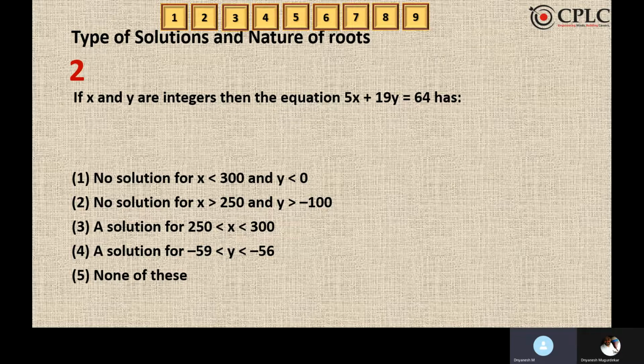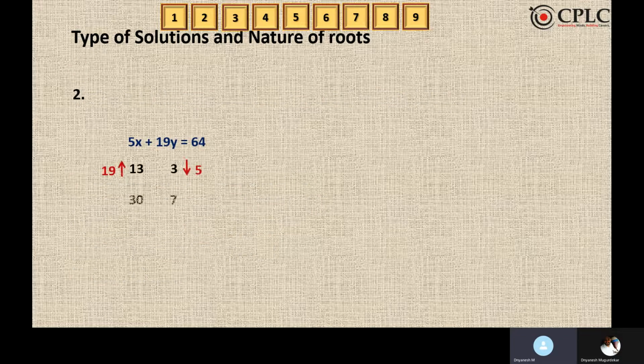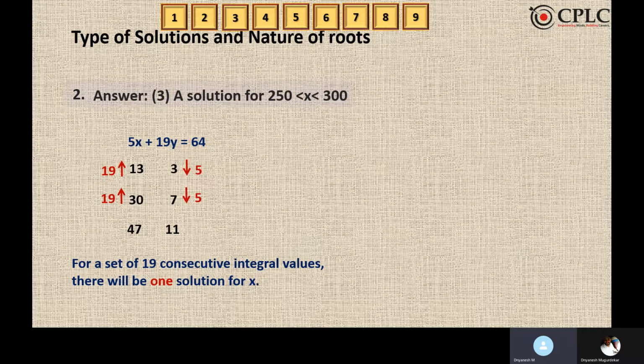Similarly, the second option says no solution for x greater than 250. Obviously, why not? Because we can keep increasing x by 19 every time. There will be a point where the value of x will cross 250. So because of that, the third option is the answer. And the reason that I did not go ahead with this solution is that in the initial half, they have made a mistake. They have just copy pasted the same part of the previous solution. So those are not the correct answer.